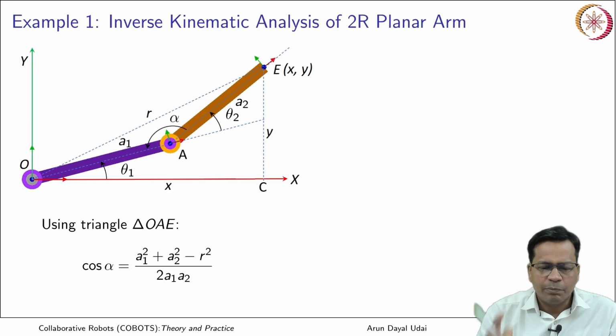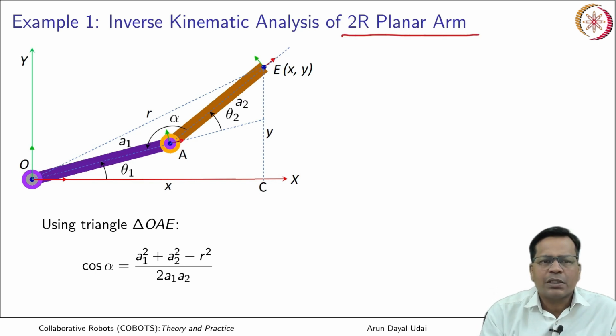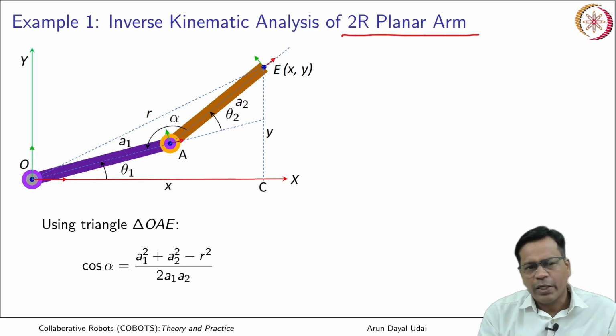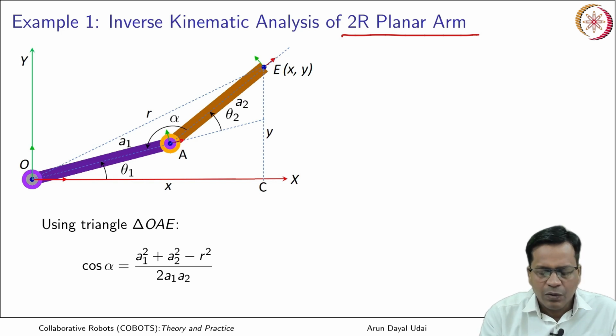So let us begin with a traditional problem, that is inverse kinematics analysis of a 2R planar arm. This is one of the simplest arms which is there in quite a lot of robots as a subset, even if they have multiple links. So any portion of that may have a 2-link arm which is like this.